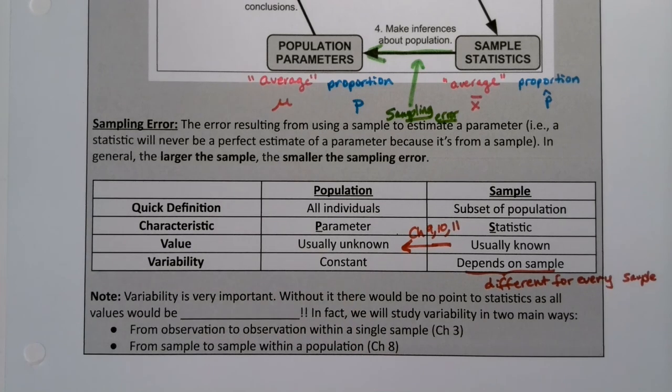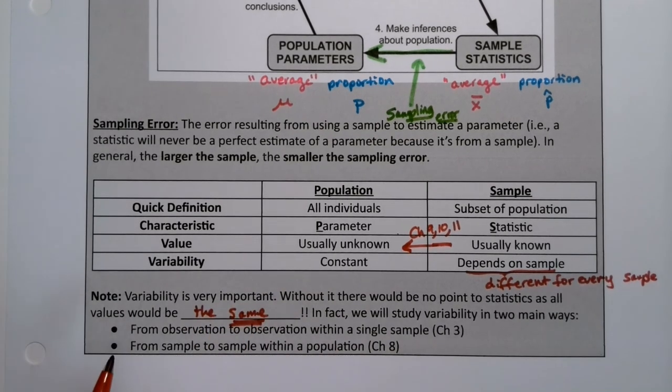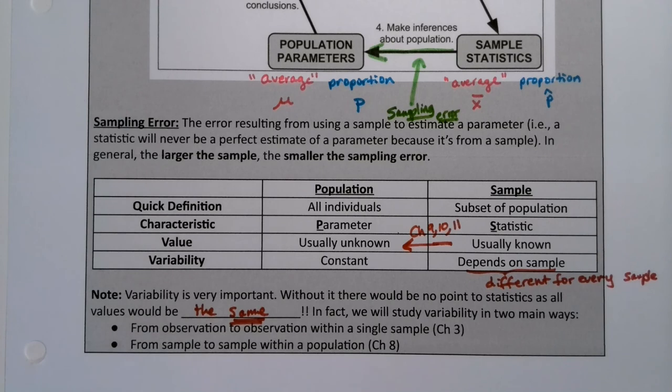Now, one other thing to keep in mind before we head off to an example is that variability is very important. If every student was exactly the same age, there'd be no point in statistics at all as a field, right? Because all values would be the same. If there's no variability, everybody's exactly the same. And that's boring, right? So we study variability because we study how samples are different from sample to sample. That's chapter 8. And also how individuals are different from person to person, which is really in chapter 3. So that variability in chapter 3 and chapter 8 is why we have a subject in the first place. Because if everybody was exactly alike, there'd be no point to this, right?